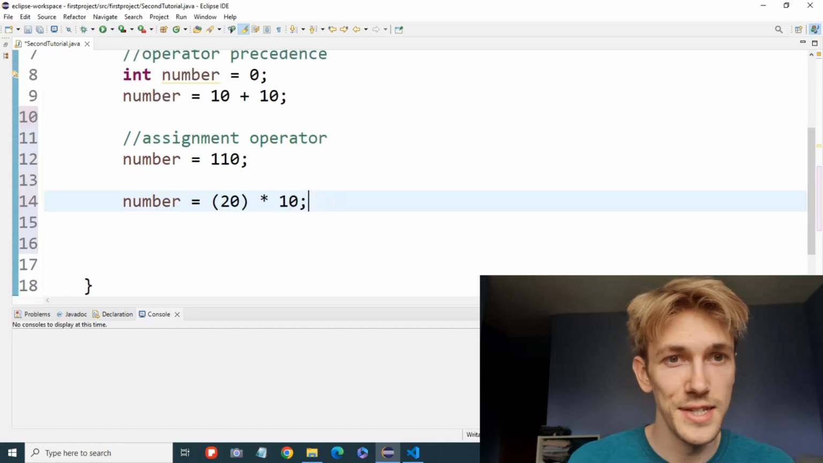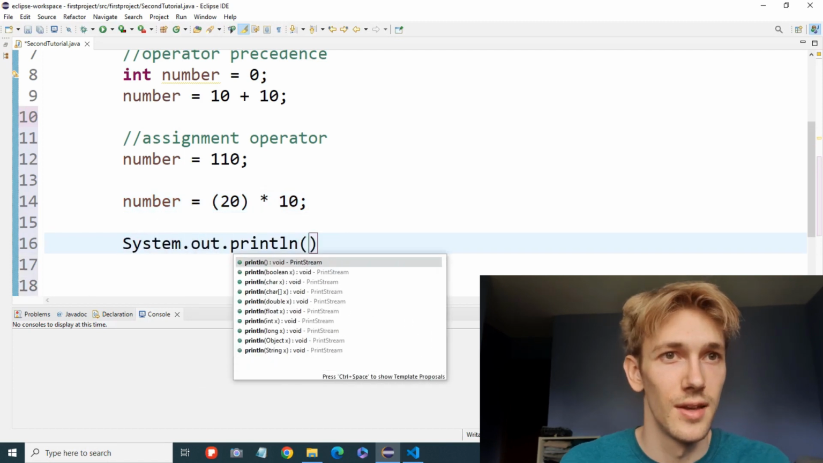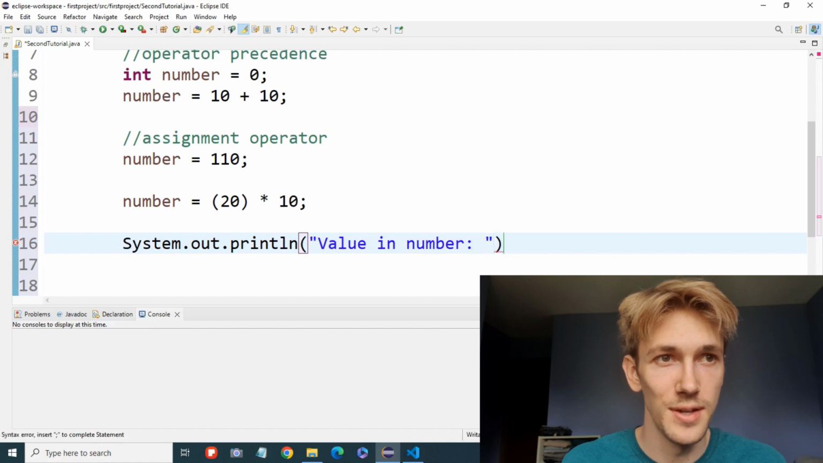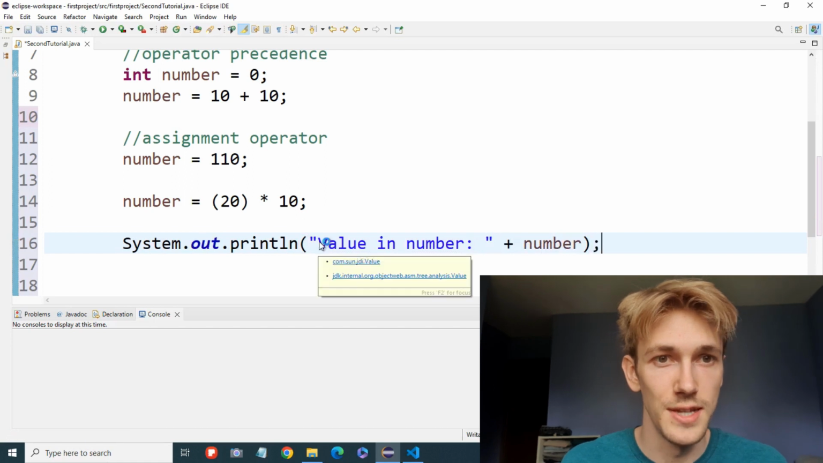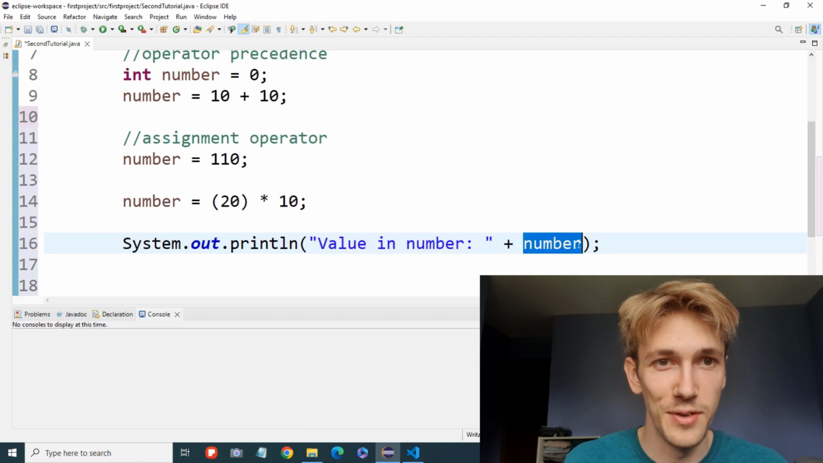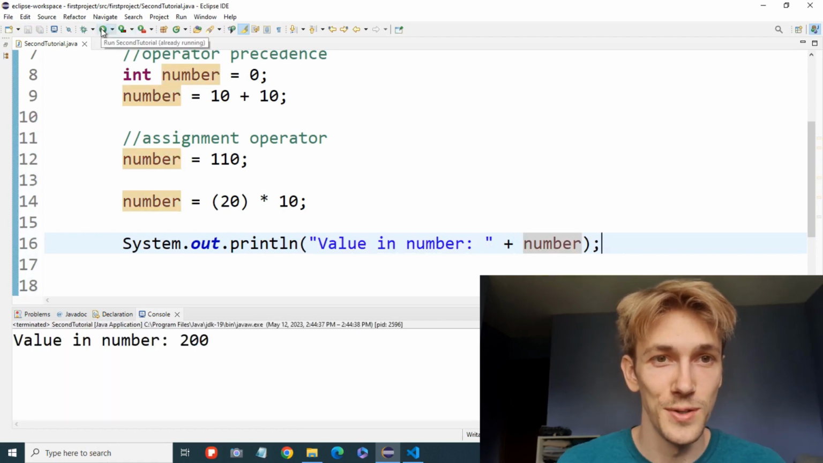Let's print out the value that's inside of number and then do a little bit more arithmetic. I'm just going to print out inside of quotations, value in number, and then a colon. And then outside of the quotations, I'm going to put plus and then number. So this will print out what's inside of the quotations, just the text value in number, and then it'll print out the actual value that is inside of number. So if we run our program right now, then we'll just get 200 printed to the console.